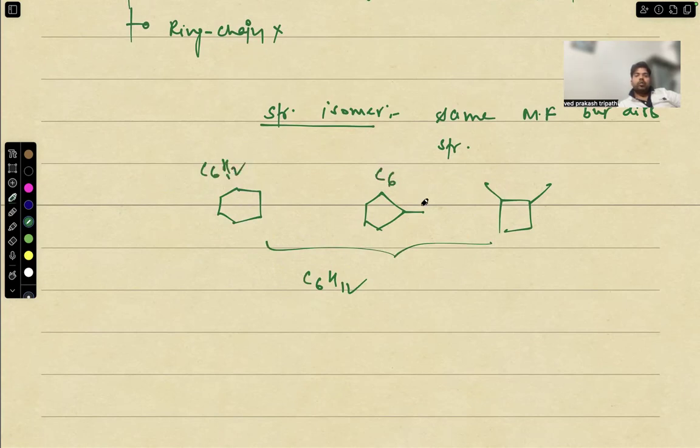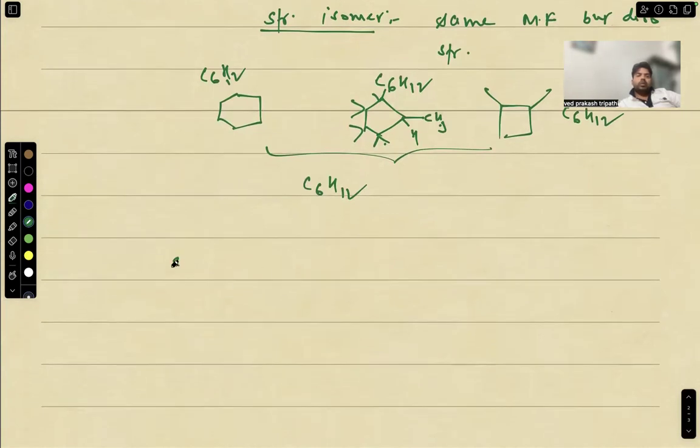Here C6, how many H? This carbon has 3, and here 1, 4, 2, 2, 2 and 2. So 3, 4, 6, 8, 10 and 12. This one also C6H12. So same molecular formula but different structure. This is also called structural isomer. Structural always has a different IUPAC name.